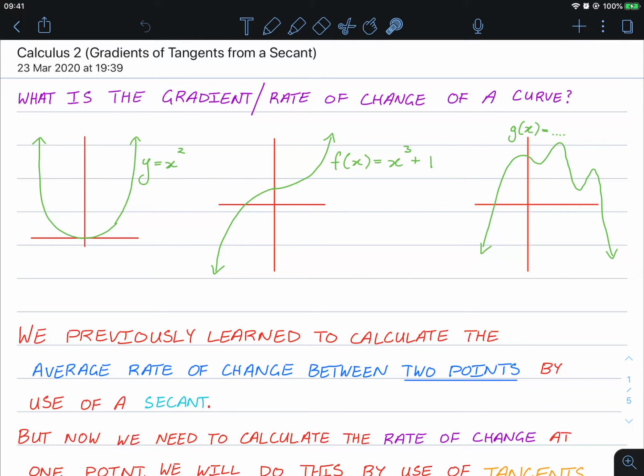Hello class, this is a continuation on calculus. In this video, we'll be looking at the gradients of tangents from a secant.